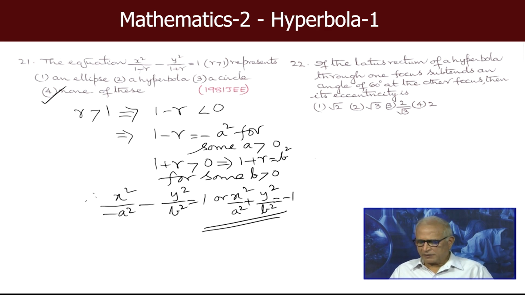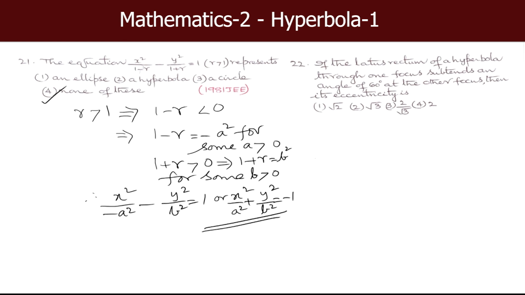If the latus rectum of a hyperbola through one focus subtends an angle of 60 degrees at the other focus, then what is the eccentricity?